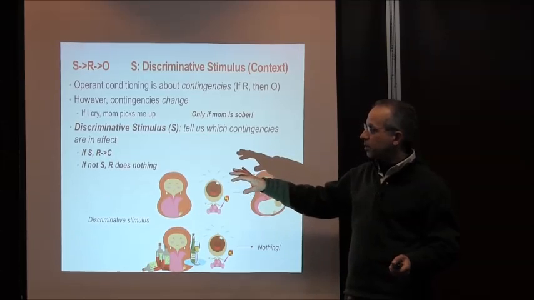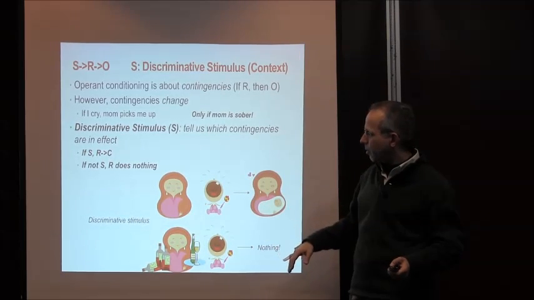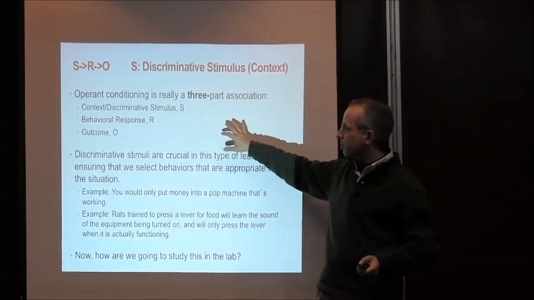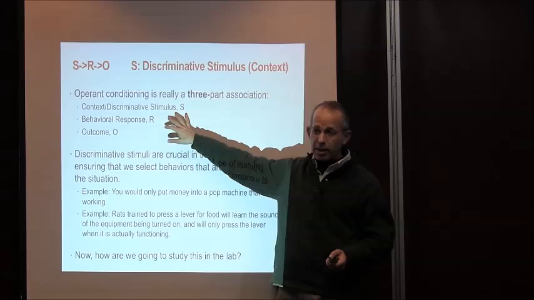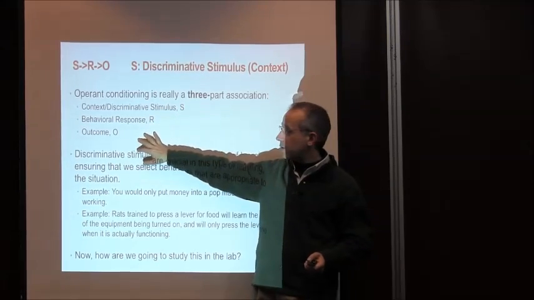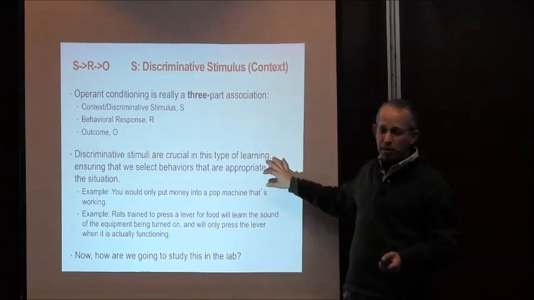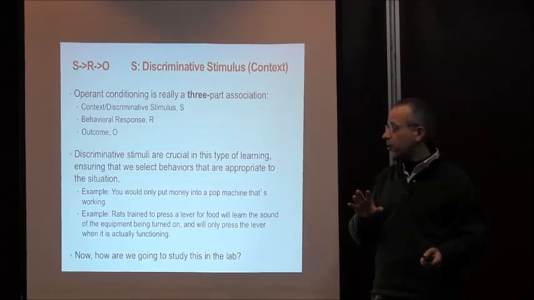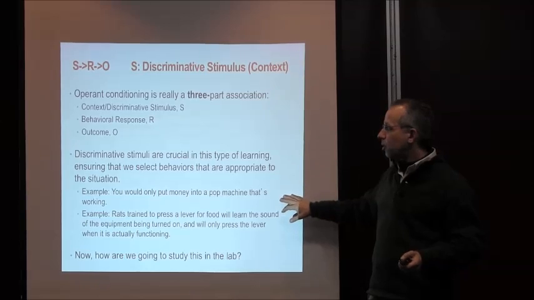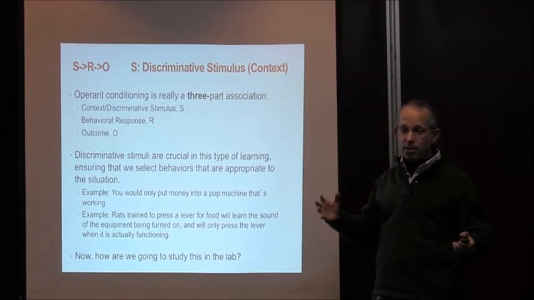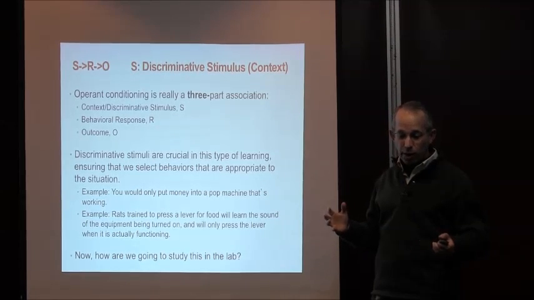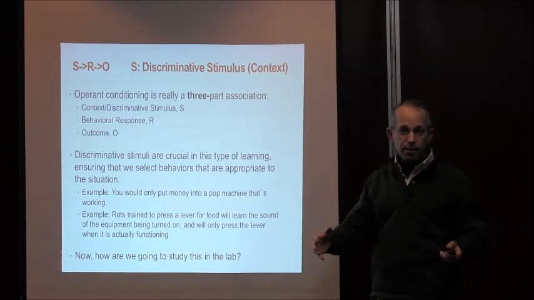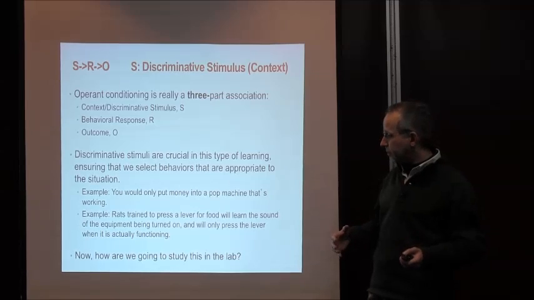So if stimulus, response, then that's the outcome. If not, do nothing. So operant conditioning is really a three-part association. There's the context or the discriminative stimulus, called the S, the behavioral response, and the outcome. And the discriminative stimuli are crucial for this type of learning because they ensure that we select behaviors that are appropriate to a particular situation. For example, you would only want to put money into a soda pop machine that's working. You'd only want rats trained to press a lever if they learn there's a situation where it's going to lead to food.